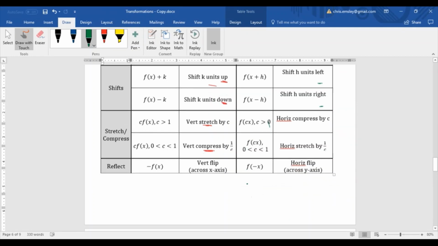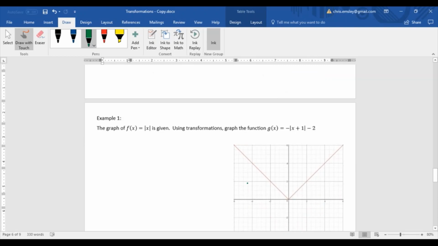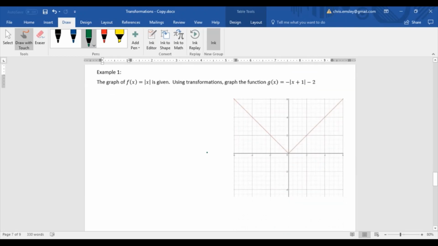So anyway, let's look at a few problems. Here's one example. There's a lot of different kinds of transformation problems you could see. I just picked a couple here to look at in this video. So in this graph, they gave us y, or f of x equals the absolute value of x. Right here's the picture. It makes kind of like a V shape. Okay, using transformations, we want to graph this new function.